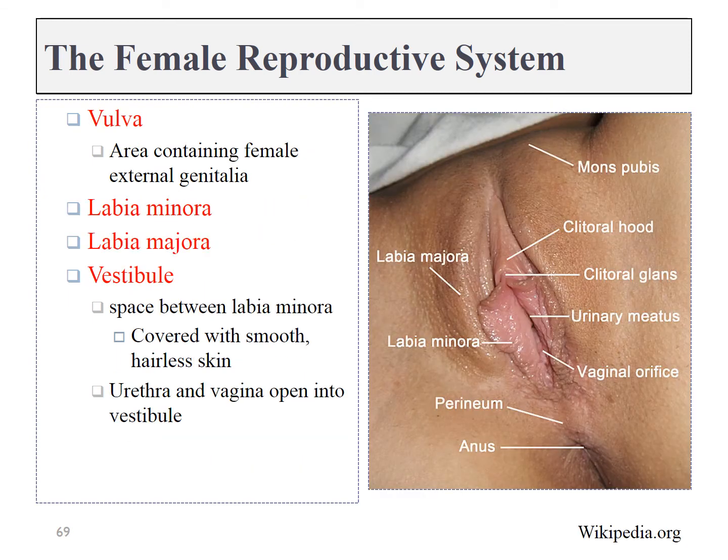The vulva constitutes all of the external female genitalia, including the labia majora and the labia minora, and the space in between the labia minora, which is referred to as the vestibule. That word that we've also used for the oral and nasal cavities in previous chapters.